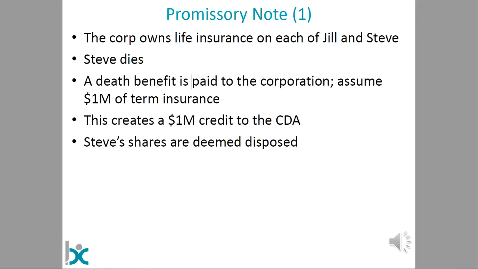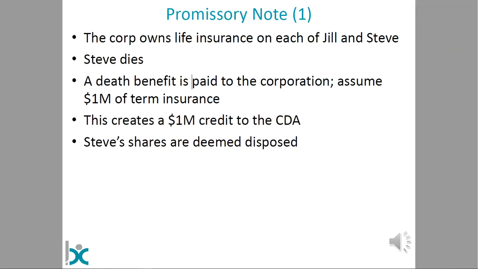The next arrangement we'll look at is the promissory note arrangement. It's a little bit more complicated, but it is more tax efficient. With the promissory note arrangement, the corporation is now going to buy the life insurance on each of Jill and Steve. That means we're paying for the life insurance with the corporation's after-tax dollars rather than Jill or Steve's after-tax dollars. That's generally going to result in cost savings of about 20 to 25%. So that alone is a win right from the beginning with the promissory note arrangement.